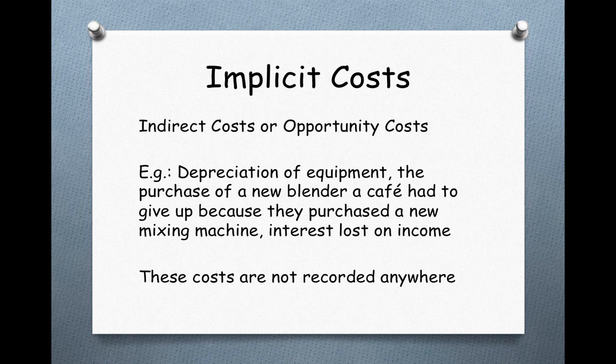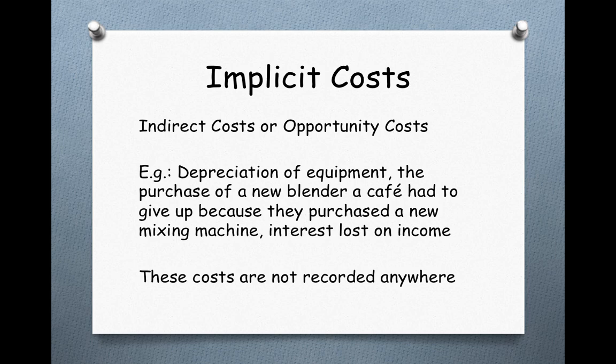These costs are not recorded anywhere. These are not the type of costs that accountants take into consideration. So, for example, depreciation of an equipment, the purchase of a new blender in a cafe that had to be given up because they purchased a new mixing machine. Now, a cafe might have decided and bought a mixing machine, but because they bought the mixing machine, they would have given up buying a blender. Now, in our accounting books, we don't record these kind of transactions.